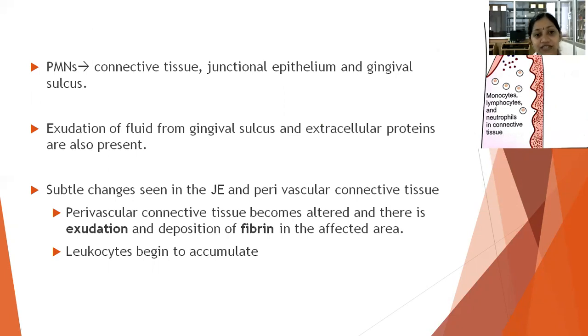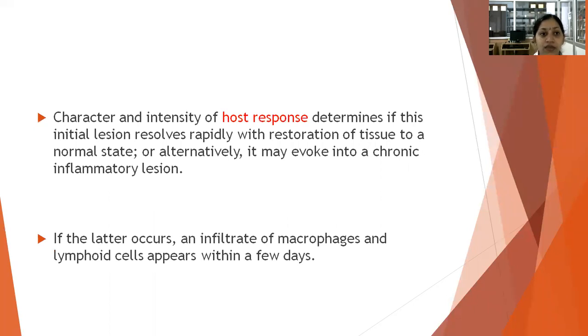Now, there are certain subtle changes that happen in the junctional epithelium and the perivascular connective tissue. The perivascular connective tissue becomes altered, and there is exudation and deposition of fibrin in the affected area, and also the leukocytes begin to accumulate. The character and intensity of the host response determines whether this stage stops or progresses to the next stage of gingival inflammation, the early stage. If the host response is not good, it will progress to the early stage, and if the host response is good, it will stop at this stage.